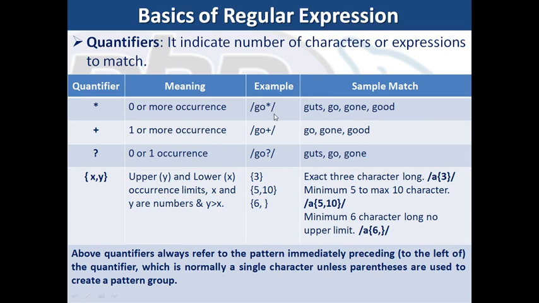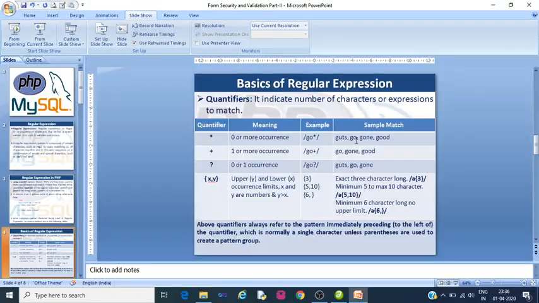go* means it will match or return true for good, goods, go, gone, and god, because this o should occur zero or more times. Here g is there, o is not there, so fine, it will validate. Here one occurrence, here also one occurrence, here two occurrences. So it will return true for all the cases. Just check it on the browser.